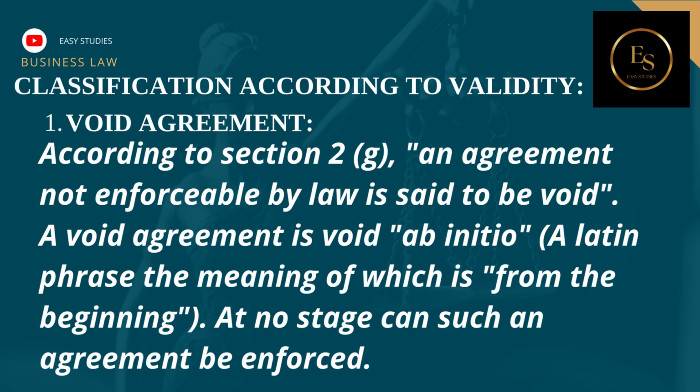Example: an agreement with a minor, a person below 18 years. An agreement with a person of unsound mind. An agreement without consideration, which is subject to certain exceptions.